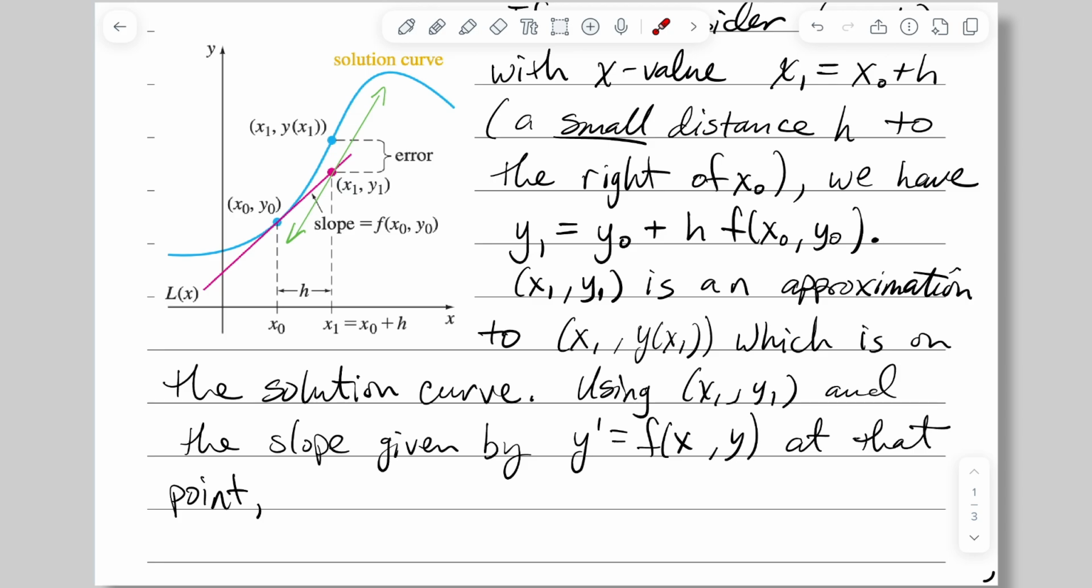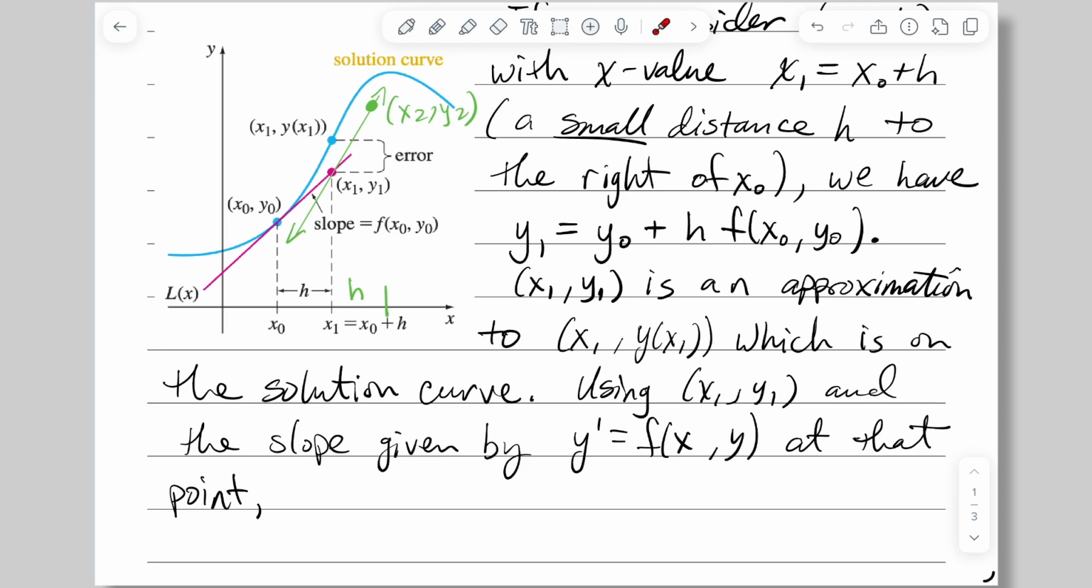Now, let's look at what we did. We started with x naught, y naught. We traveled along the tangent line, and we found a point x1, y1, where y1 is an approximation to the y value on the solution curve. We're going to repeat the process with another h away from x1, and we're going to come up with a new point that's on the quote-unquote tangent curve that's going to be x2, y2. Continuing this process over and over, we're going to find points that are approximations to the solution curve, or rather points that are approximations to points on the solution curve.